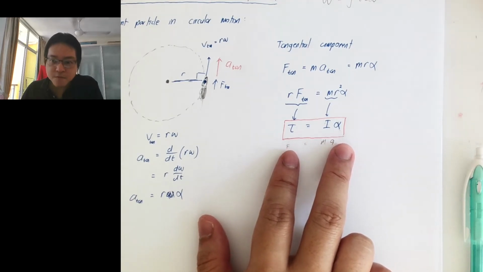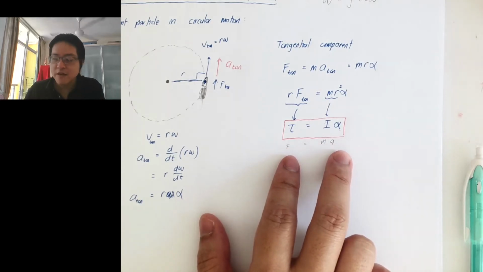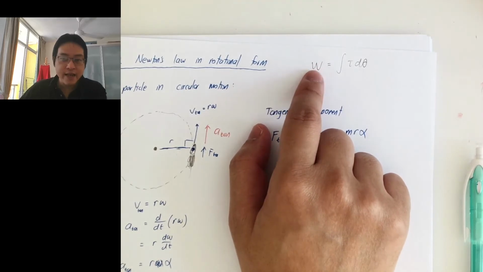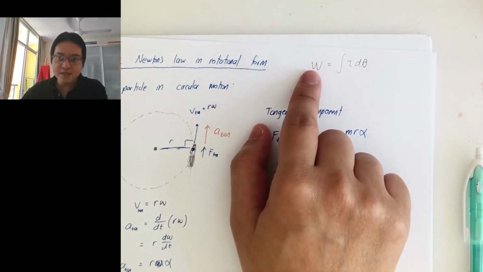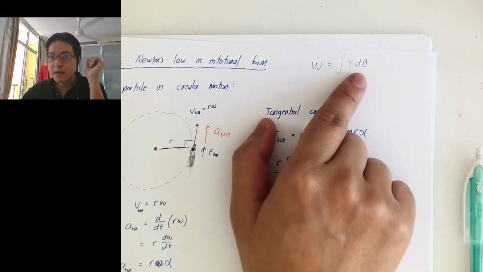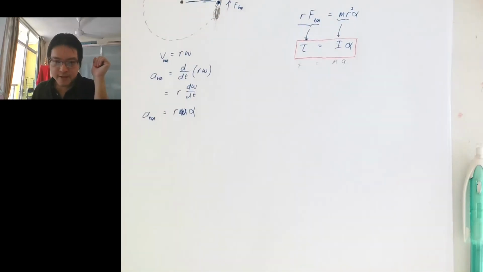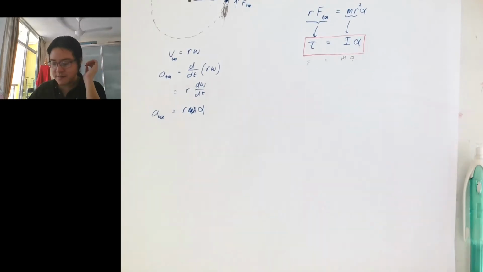Kinetic energy is related to the work energy theorem. Yes, correct. This has the same dimension as kinetic energy, the same dimension as work, which is joules. But for torque, it is this thing. We will come to that later. We will derive the work energy theorem for rotations. Okay, so any other question?